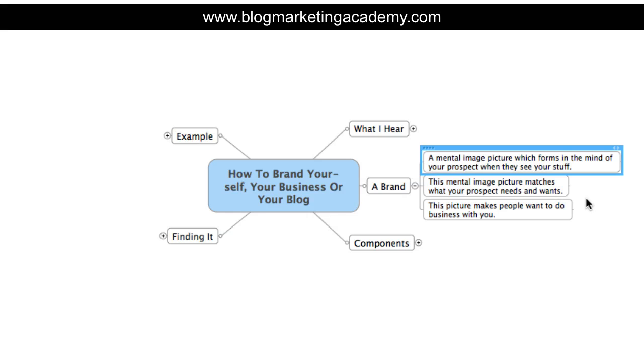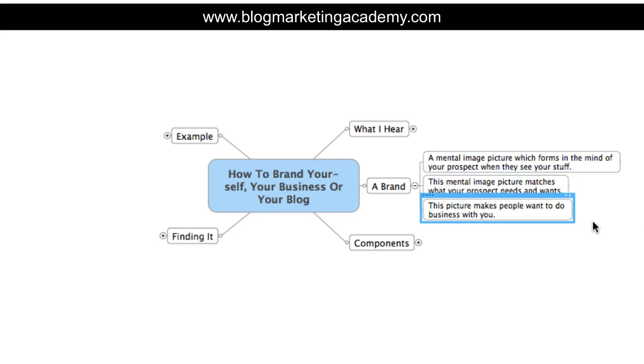Now, this mental image picture matches what your prospect needs and wants. When you have a properly defined brand, that's exactly what's happening: the picture that we've created is matching what they want. That's what makes the brand work, and that's what makes it a very powerful idea. And this picture makes people want to do business with you. Whatever brand you're creating for yourself, if we're using it for proper purposes, it's because that mental image picture is going to serve a need or a want that they have. It's going to be something that they identify with, and they want that. So that's what the brand is. It's ultimately a mental image picture.